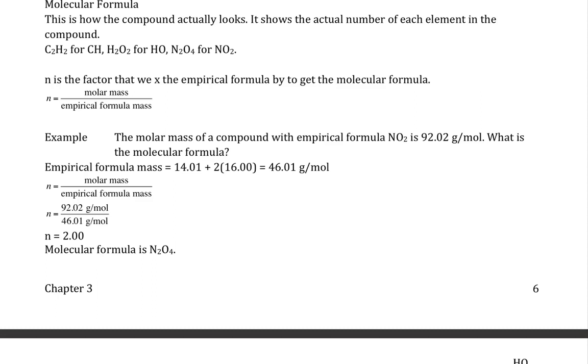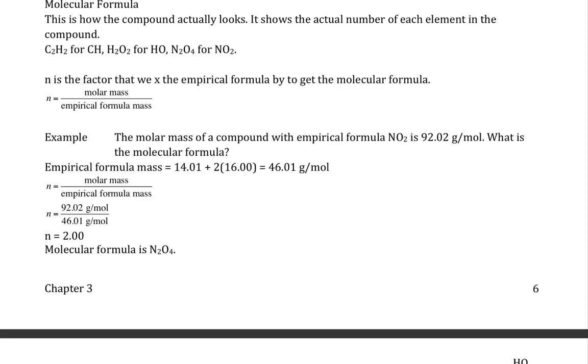N is the factor that we multiply the empirical formula by to get the molecular formula, where N is equal to the molar mass, which we have to be given in the problem, divided by the empirical formula mass. For example, the molar mass of a compound with empirical formula NO2 is 92.02 grams per mole. What is the molecular formula? So how big is it truly?